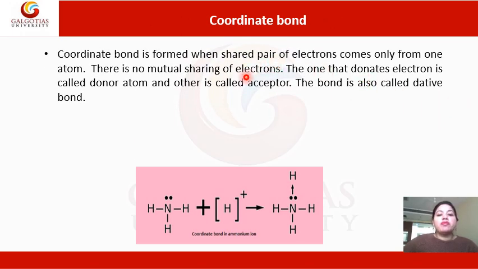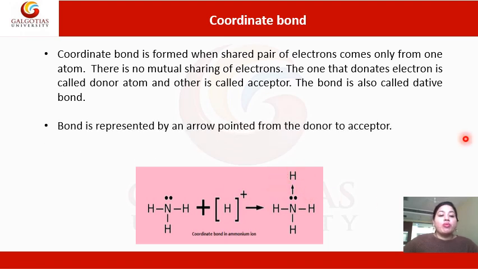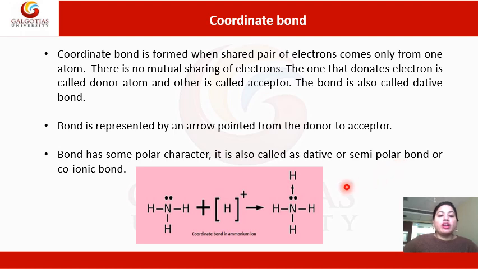Coordinate bond is formed when the shared pair of electrons comes only from one atom. There is no mutual sharing of electrons. The one that donates electrons is called the donor atom and the other is the acceptor. The bond is also called a dative bond. The bond is represented by an arrow pointed from the donor to the acceptor. The bond has some polar characteristic. It is also called a dative or semipolar bond or co-ionic bond.